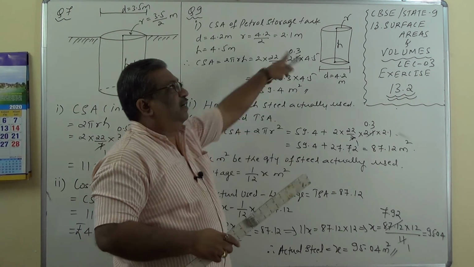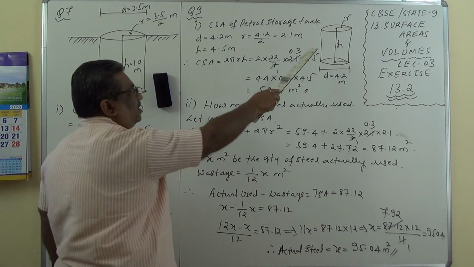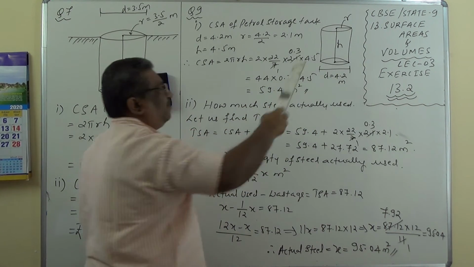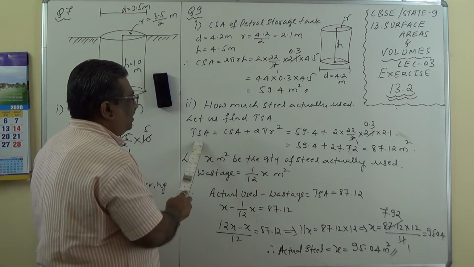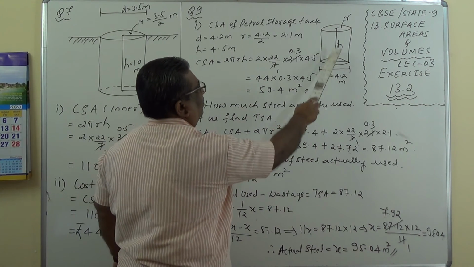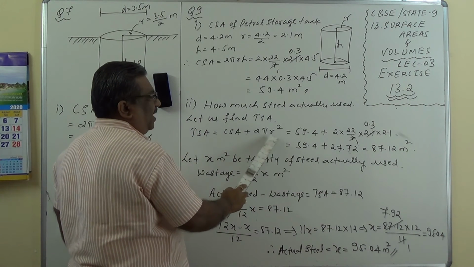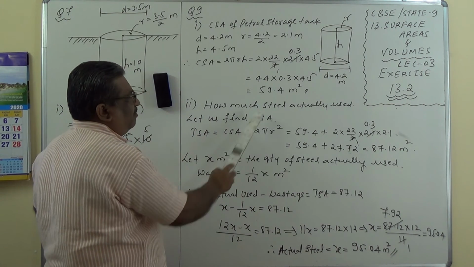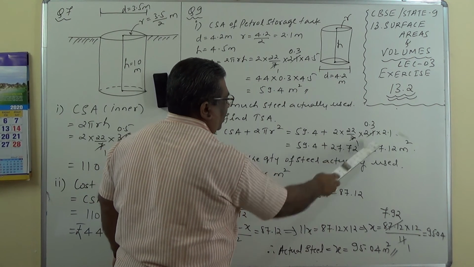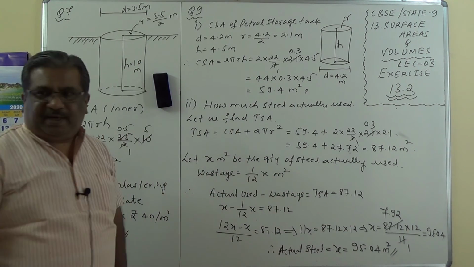So first let us calculate how much steel is utilized here. The calculation of utilization of the steel by formula is the total surface area of the tank. Total surface area is equal to curved surface area plus 2 times the base areas, top base area plus bottom base area, which is 2 times pi r square. CSA we have already worked out as 59.4, and 59.4 plus 2 times pi r square, if you work it out, gives you 87.12 square meters.